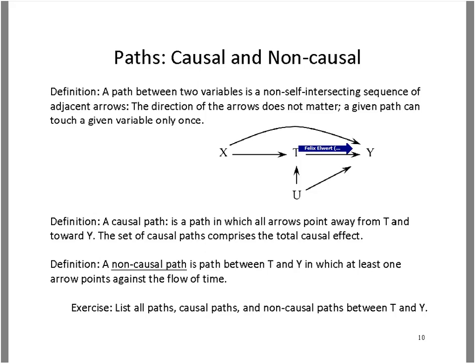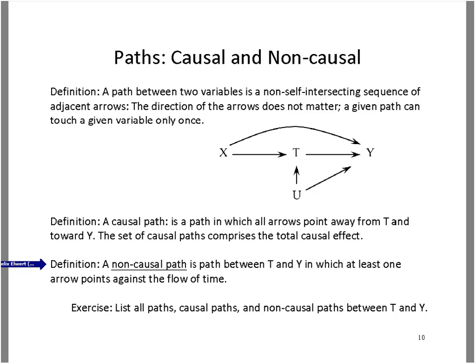Causal paths are important because causal paths transmit the causal effect. And you may have multiple causal paths between treatment and outcome, and the total set of all causal paths comprises the total causal effect. I hope that's intuitive. Now, by contrast, non-causal paths are defined as paths between treatment and outcome in which at least one arrow points against the flow of time.